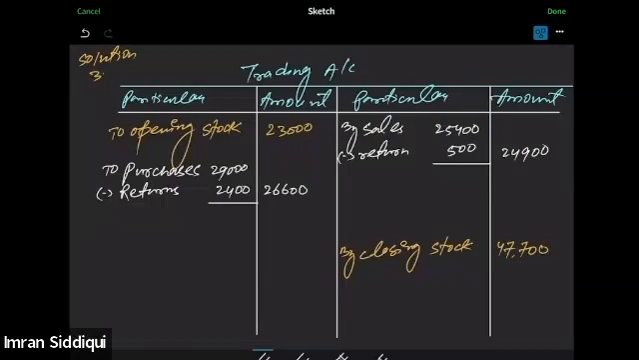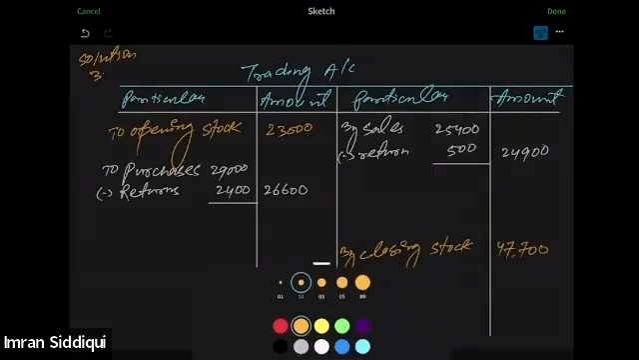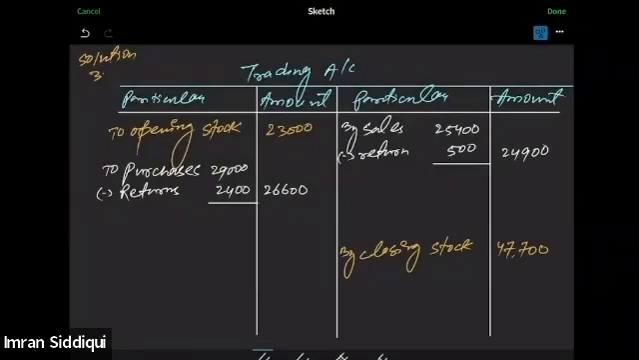All right. Then we have carriage inward. As I told you, carriage inward is an expense spent basically for bringing the goods from the market to the factory. It is a transportation expense. Carriage inward is 100 rupees. Because it is an expense, we will be showing this on the debit side of the trading account, "To carriage."